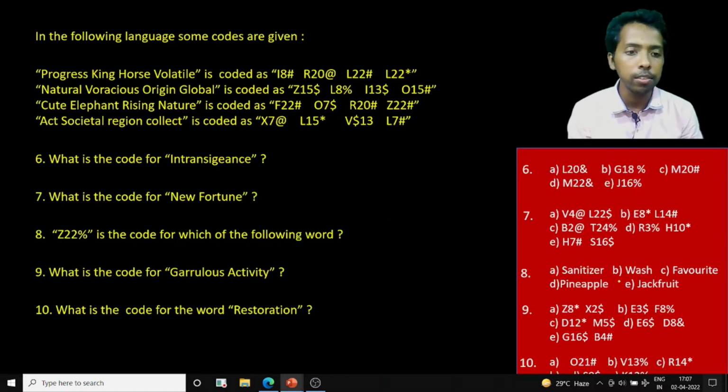Moving to the second kind, the kind which you are readily known for. This is the kind of question generally people feel is time taking. Let's see. Progress, king, horse, volatile is coded like this, and natural, voracious, origin, global are also coded in a similar pattern. Cute, elephant, rising, nature is also coded, and act, societal, region, collect.